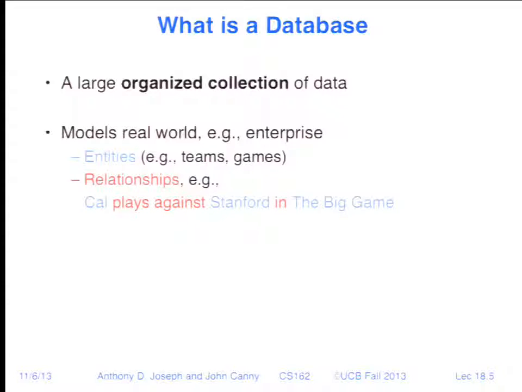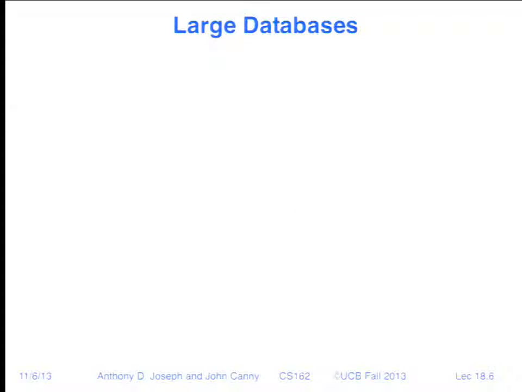More familiarly, we have data that's stored in enterprises and consists of certain objects that we care about: people, businesses, products, and so on, and the relationships between them. For instance, Cal playing against Stanford is a relation, and the Big Game is part of that same relation. It's the relation of playing in a certain venue. So we can define a predicate that captures all of those aspects, and that's what a relation is.